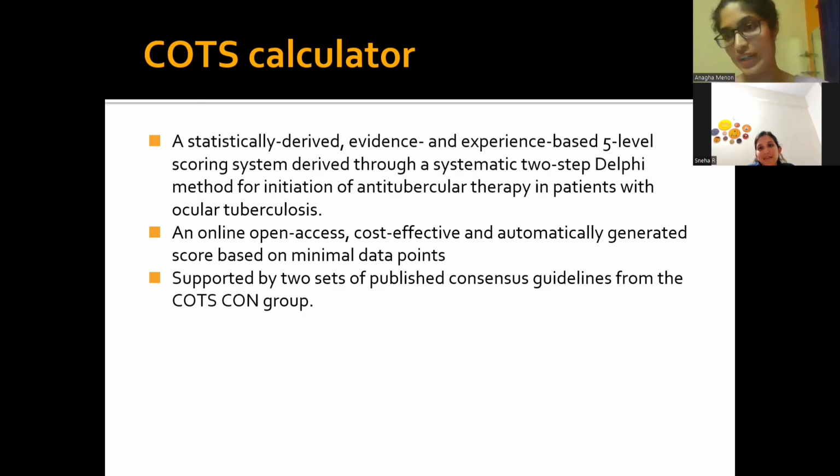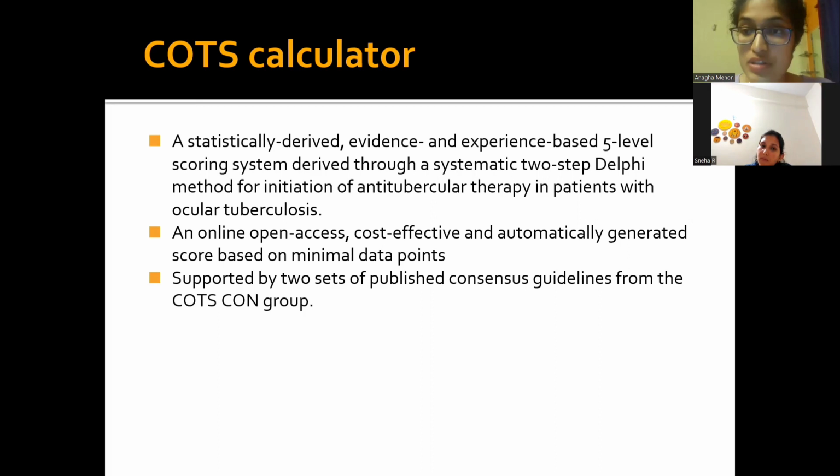So a very advanced mode of diagnosing, because of AI and all that, is something called the COTS calculator. The COTS calculator uses an algorithm in which you can enter your patient's age, symptoms, and the results of the tests, right? And this calculator will tell you whether that patient is a case of ocular tuberculosis or not. Okay. So it is an online, open access, cost effective, and automatically generated score.